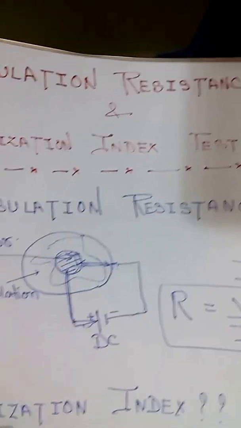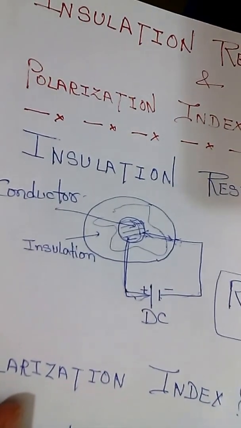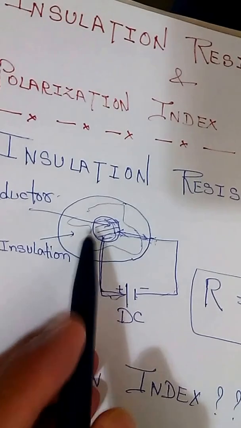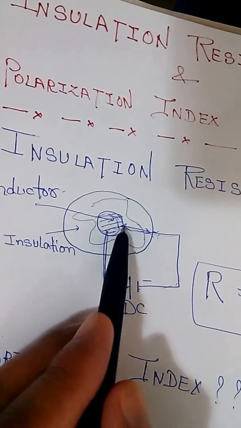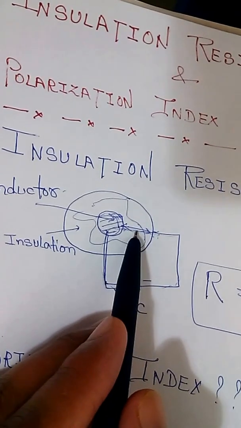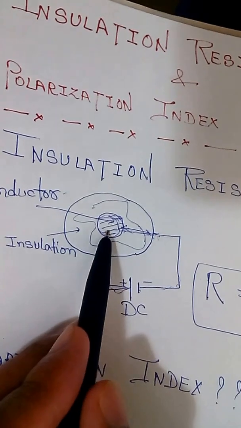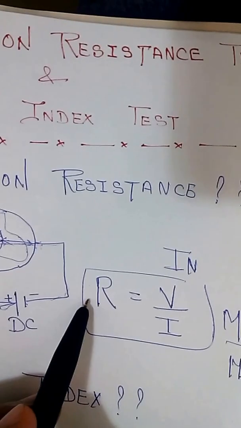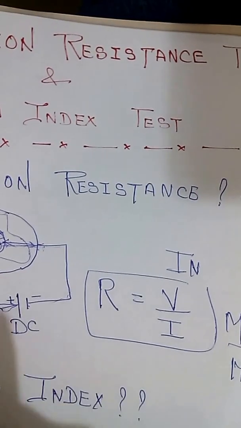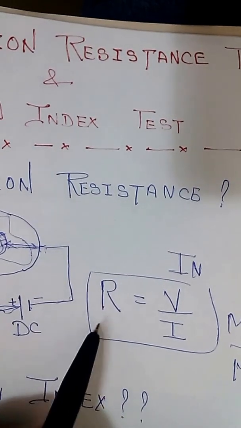In the insulation resistance test, that is the IR value test, a high DC voltage is applied across the conductor and ground. If this is my conductor and this is my insulation, I will apply some voltage across this insulation, because I have to find the resistance of this insulation. I'll put one cord of my DC supply to the conductor and the other to the outer area of the insulation. As R equals V by I, I supply some voltage, find the value of current, and that gives me the value of resistance.